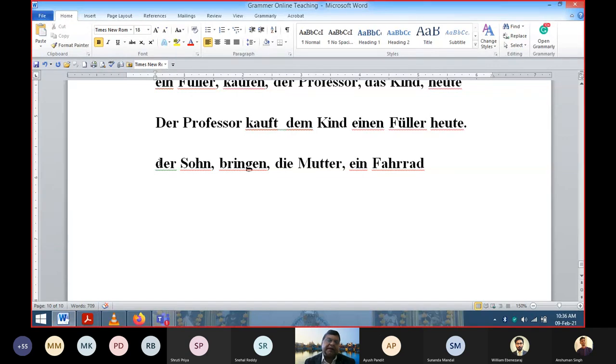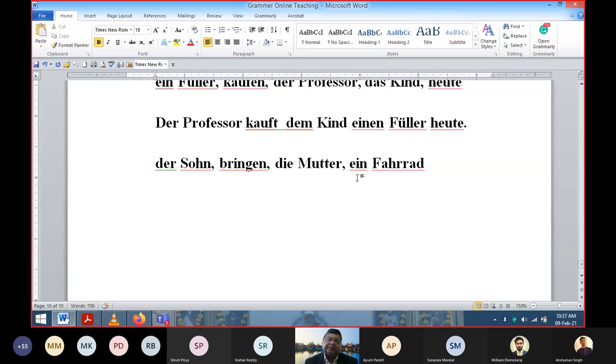So I know the meaning. Der Sohn is a masculine noun, the son. Bringen means to bring. Mutter is a feminine noun, the mother. Ein Fahrrad is neuter gender and its meaning is bicycle. Now I have to think that out of these three nouns, mother, bicycle and son, which one should be the subject. I have to decide in what way I'm going to make the sentence, because you can make more than one sentence.